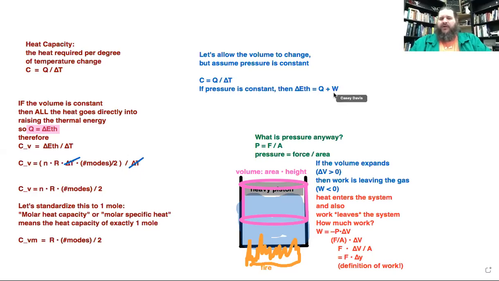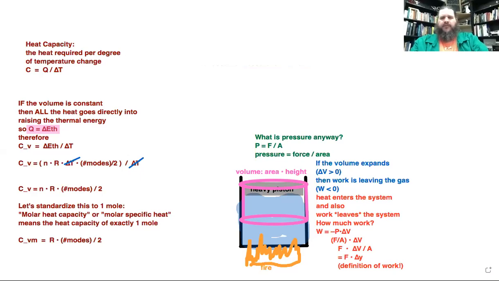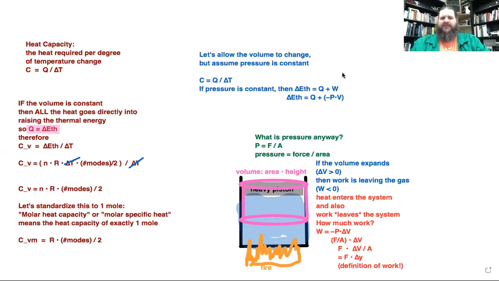But now we know how much work is done. We can replace work. So we've got delta E thermal changed by the heat we're adding to the system by putting it over the flame, and the work leaving the system as the gas expands and pushes up the piston. But we now have a formula for that. We can replace work with negative P delta V. That's the amount of work done in this constant pressure situation. We want to have something we can substitute in for Q.